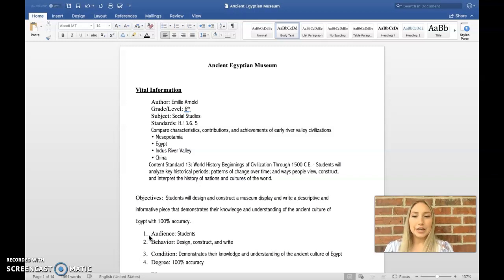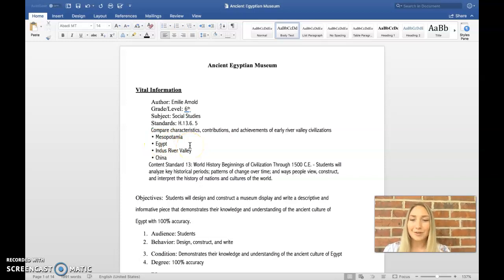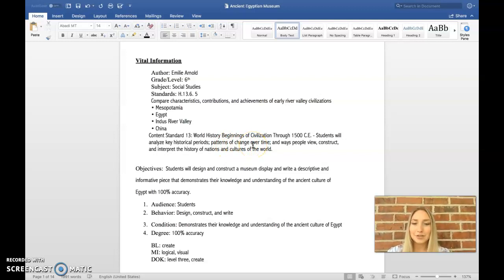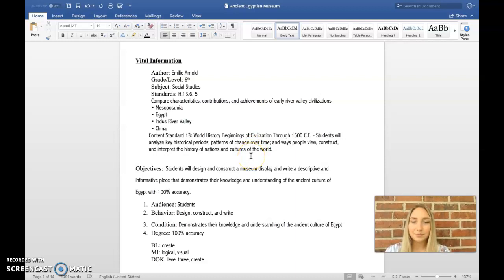And the standard that I chose was compare characteristics, contributions, and achievements of early river valley civilizations. And we're mainly going over Egypt right now. And the core standard is World History: Beginnings of Civilization through 1500 CE. Students will analyze key historical periods, patterns of change over time, and ways people view, construct, and interpret the history of nations and cultures of the world.